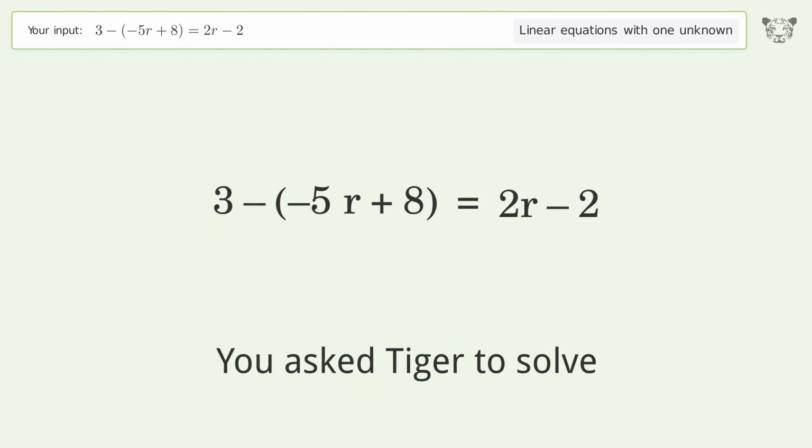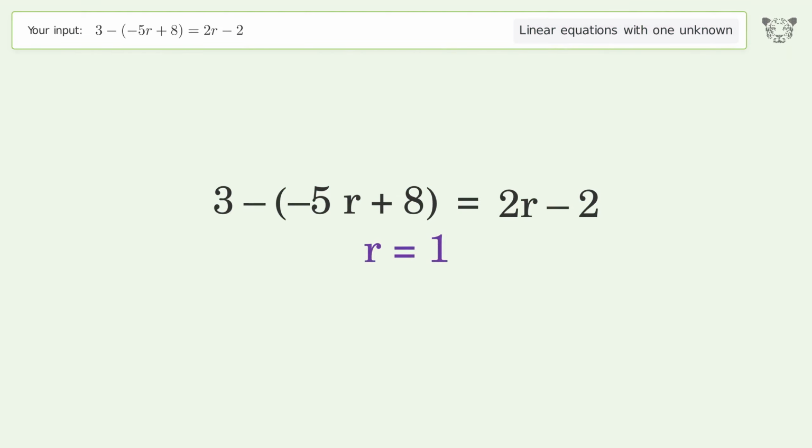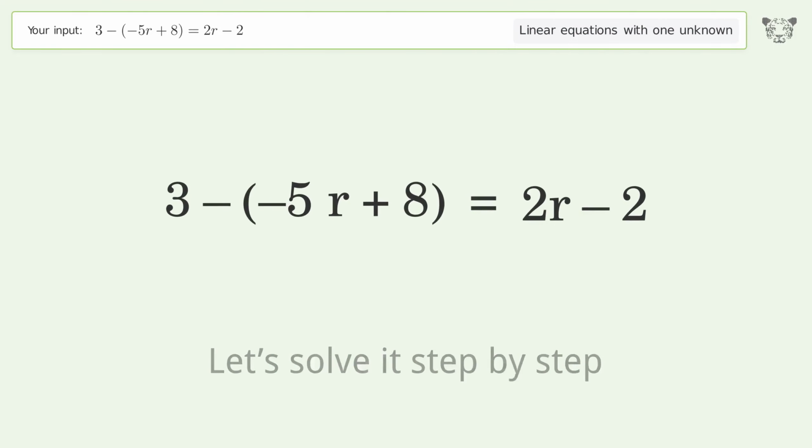You ask Tiger to solve this. This deals with linear equations with one unknown. The final result is r equals 1. Let's solve it step by step.